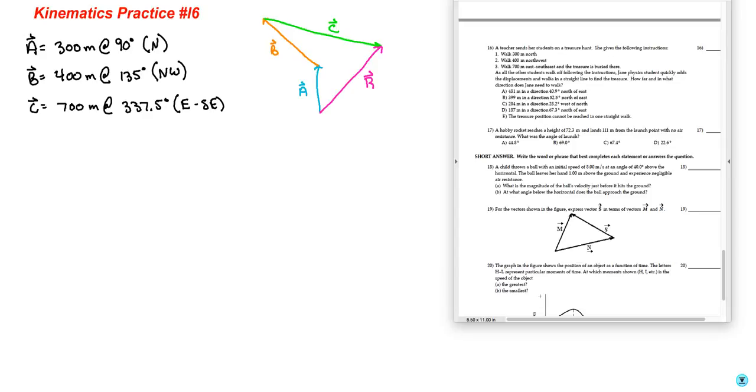All right, so from the kinematics practice that we did, this is problem number 16, and it reads: a teacher sends her students on a treasure hunt. She gives the following instructions of walking 300 meters north, then 400 meters northwest, and 700 meters east by southeast. As all the other students walk off following the instructions, Jane, a physics student, quickly adds a displacement and walks in a straight line to find the treasure. How far and in what direction does Jane need to walk?